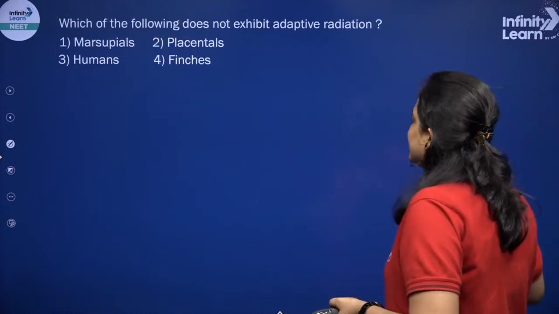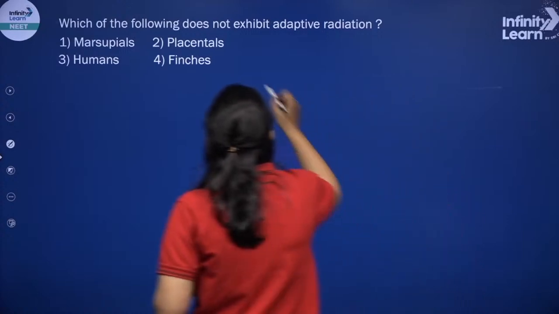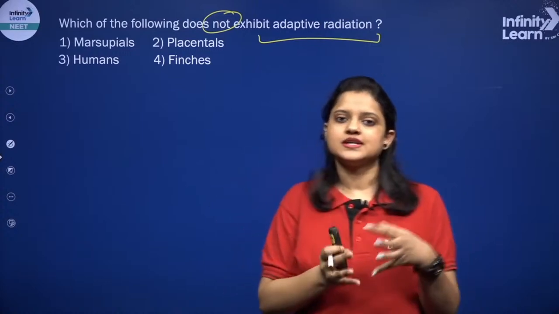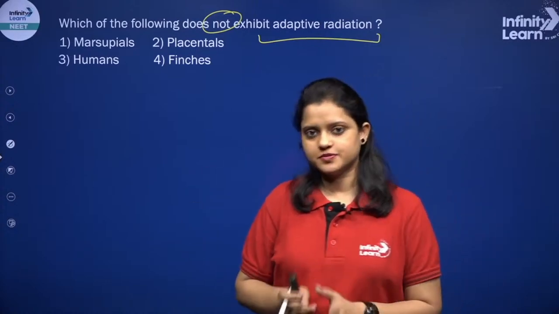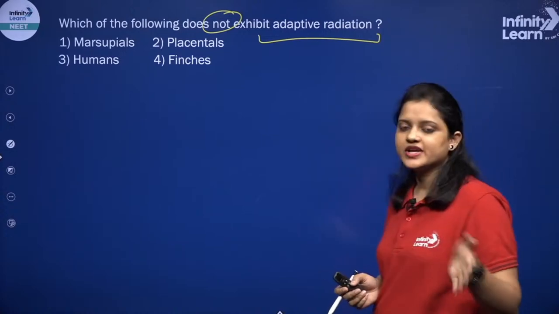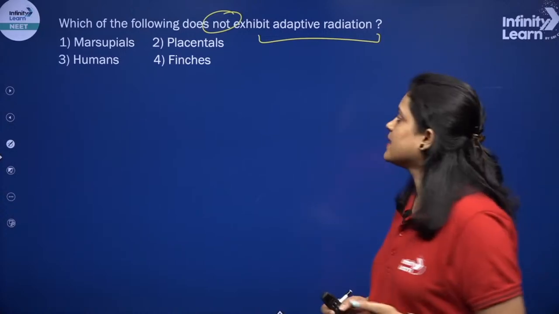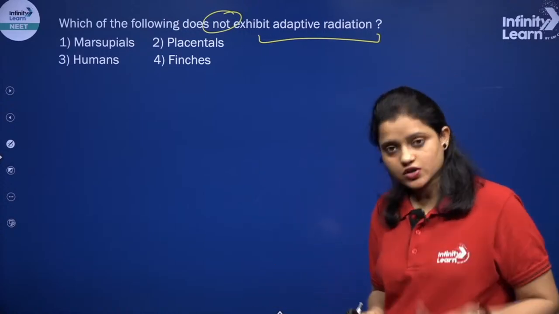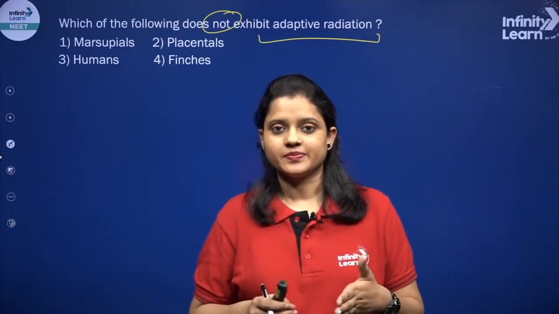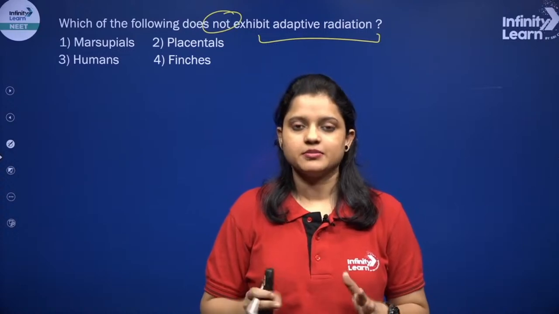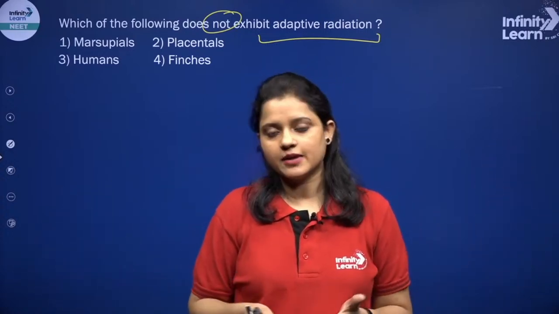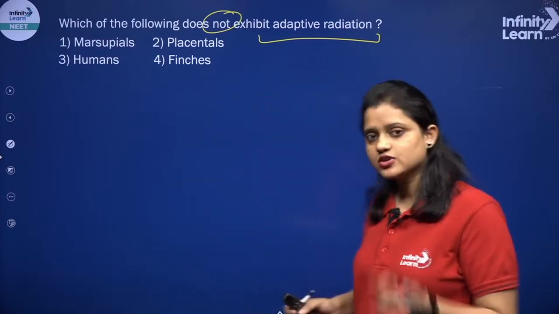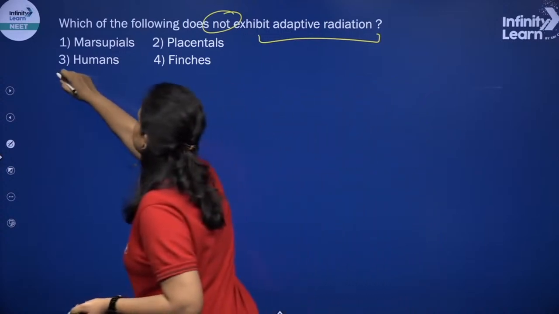Next question, which of the following does not exhibit adaptive radiation? What is adaptive radiation? That means from one single species there is formation of different types of species. We know Australian marsupials are a classic example of adaptive radiation, even placental mammals. Darwin's finches are also an example of adaptive radiation, isn't it? The finches developed different types of beaks because of their distribution in various islands of Galapagos. Because of the availability of food there, their beaks changed. So that is also a case of adaptive radiation, but not humans.